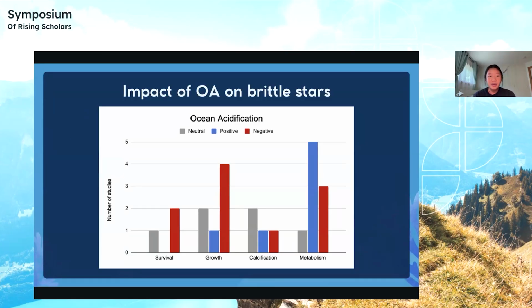So I first compiled a table of key findings from different studies. They evaluated the neutral, positive, and negative impacts of OA and OW on brittle stars through quantifiers such as survival, growth, metabolism, and calcification. So survival was generally negatively impacted. Growth was also generally negatively impacted. Calcification was neutrally impacted, and metabolism was positively impacted. And this is for ocean acidification.